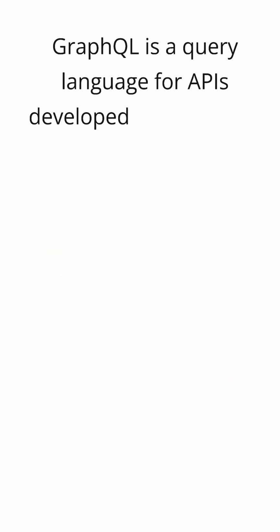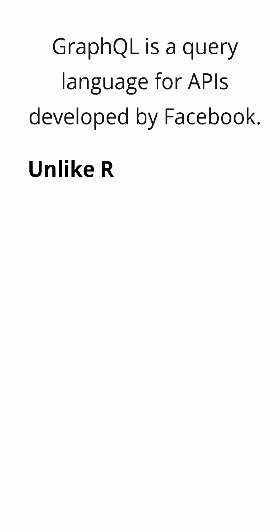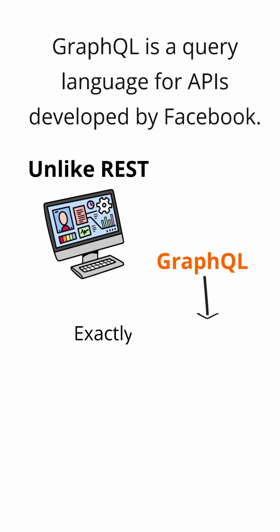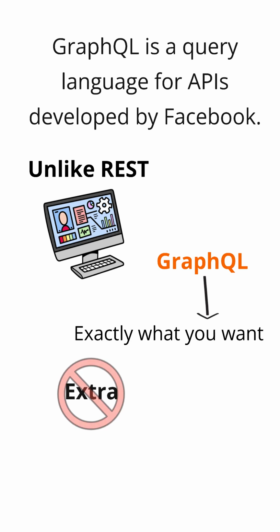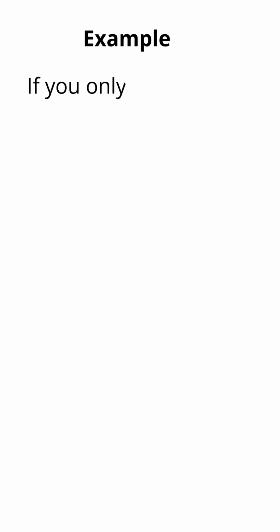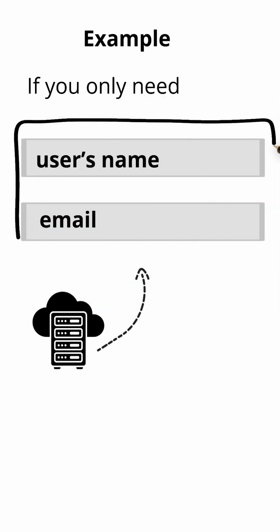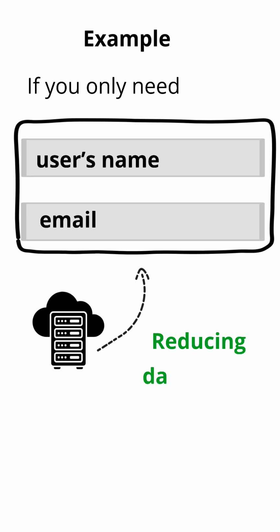GraphQL is a query language for APIs developed by Facebook. Unlike REST, where you get fixed sets of data, GraphQL lets you ask for exactly what you want and nothing extra. For example, if you only need a user's name and email, the server sends just that, saving time and reducing data usage. So how does it work?